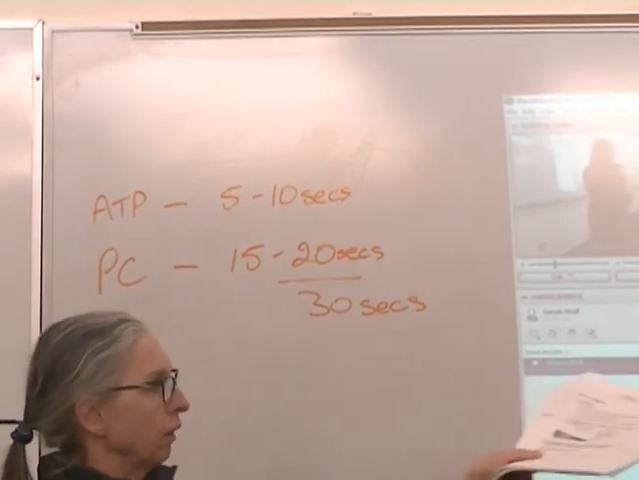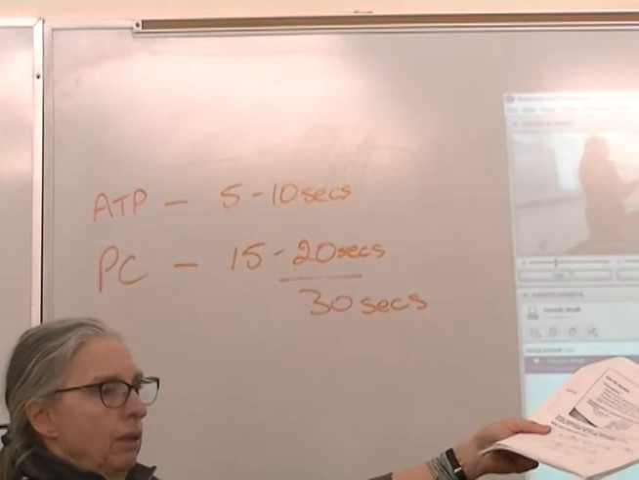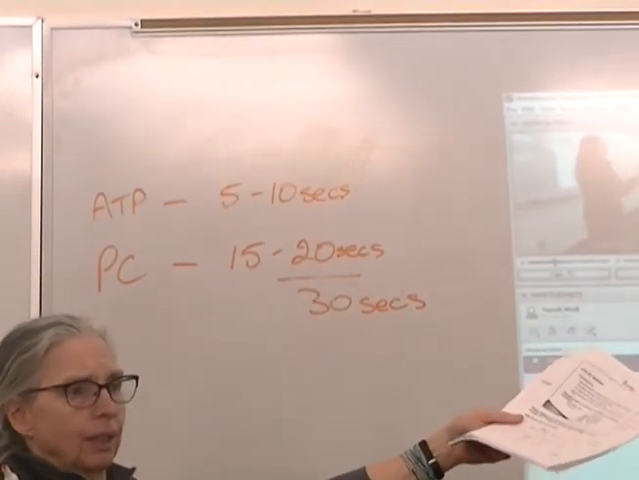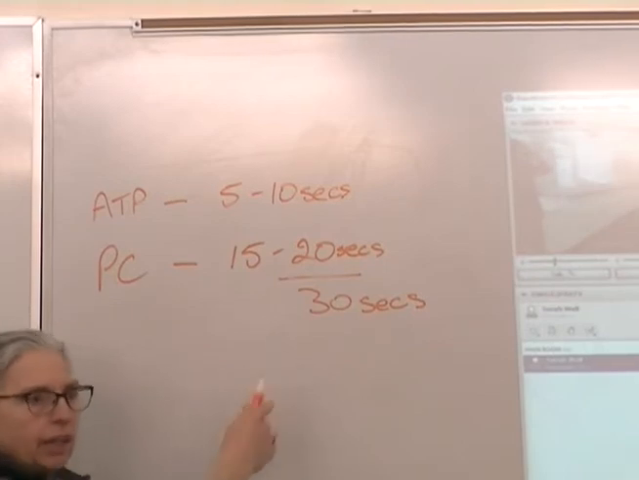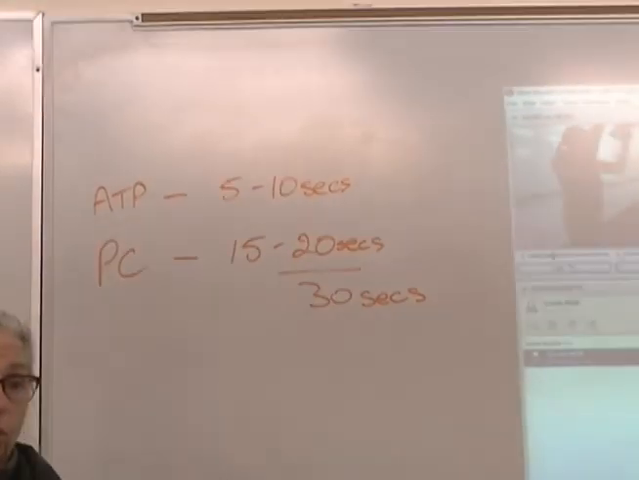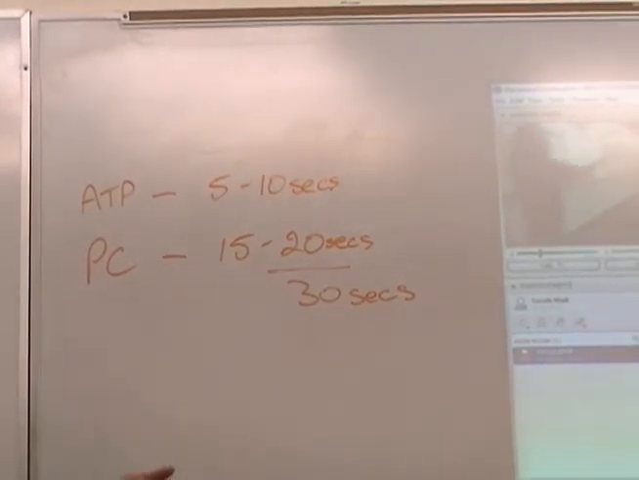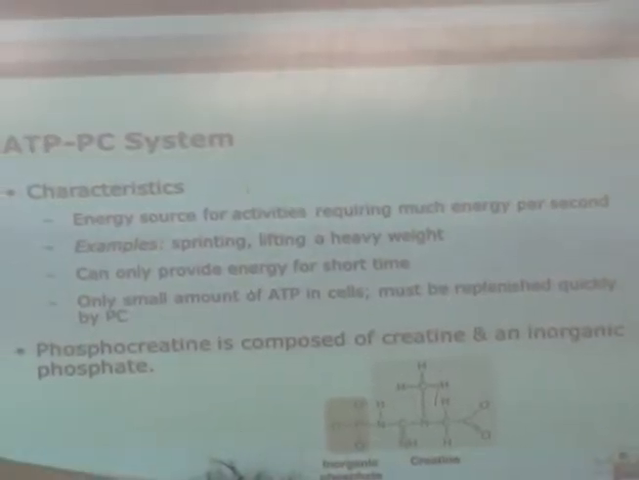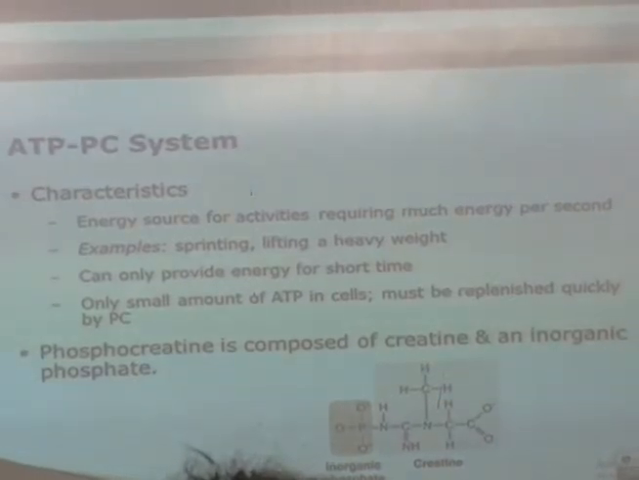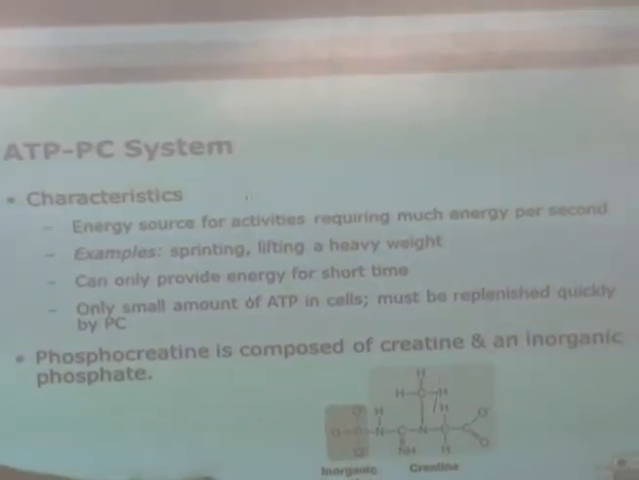So, for a sprint, 100 meters, if I'm good, what's the world record now? Like 8.2 or something crazy? Anybody? Crazy, right? 8.2 seconds, clearly within this time frame. If I throw a shot put, or a basketball, or a jump, I'm going to use ATP-PC. When you go from sitting in your chair doing nothing to standing up, you have to use ATP-PC to create the energy to stand up. So anytime we change intensity dramatically, or any event that is short and very hard, ATP-PC.